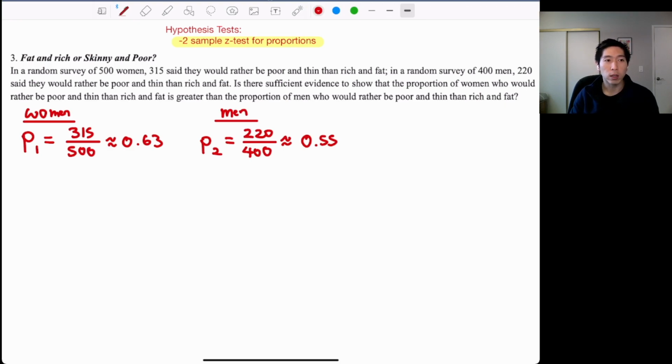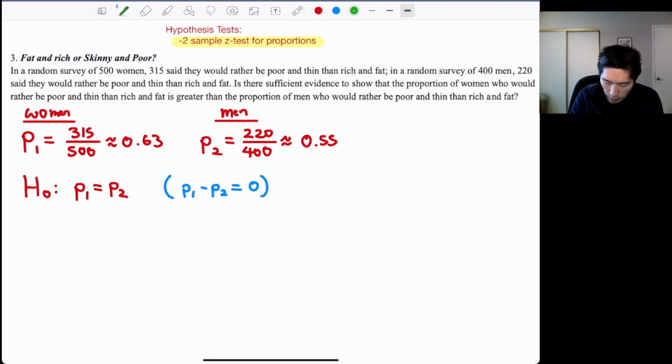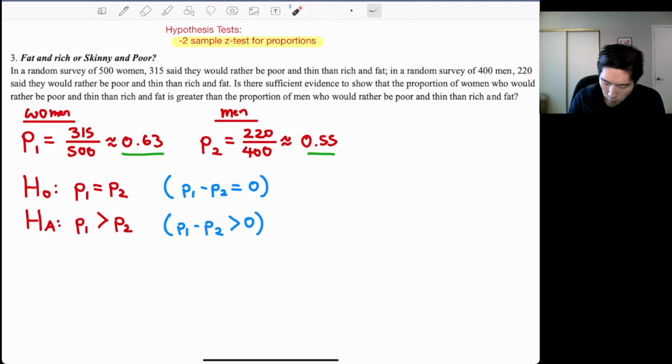We're going to assume that the proportions could have been equal. That's going to be our null hypothesis. An alternative way of writing this is P1 minus P2 is equal to 0. Our alternative, again, is what we're testing for, that the women's proportion is higher than men. And we could already see that in the sample data right there. Alternatively, we could have written this P1 minus P2 is greater than 0. For the calculator, all you're really going to need are these two proportions right here.